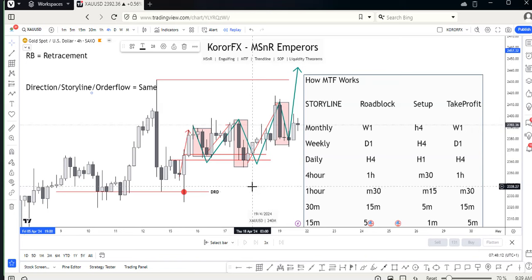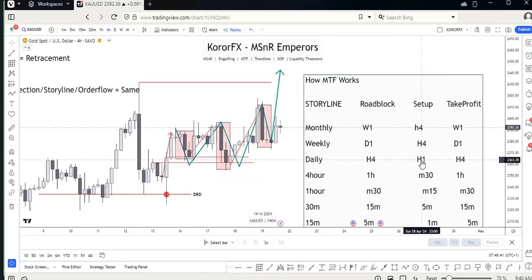So the second thing is my setup, okay? For example, right now we have a storyline of the daily, right? Daily storyline right here. Daily reject daily. So we know the roadblocking is H4 levels. We have to go to 1 hour in order to get our setups, all right? When we are entering the market, we are always targeting H4 levels. Setup is giving you how to enter the market. It's telling you to enter the market.